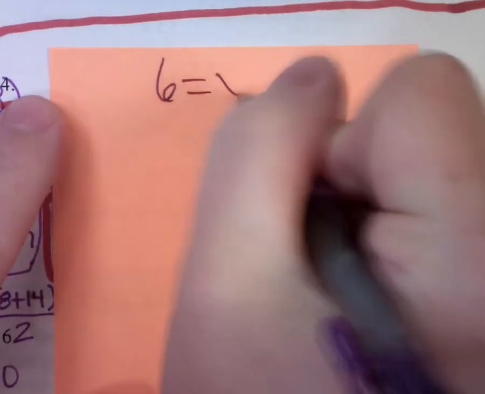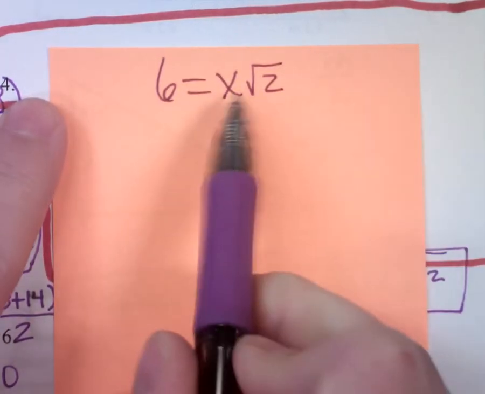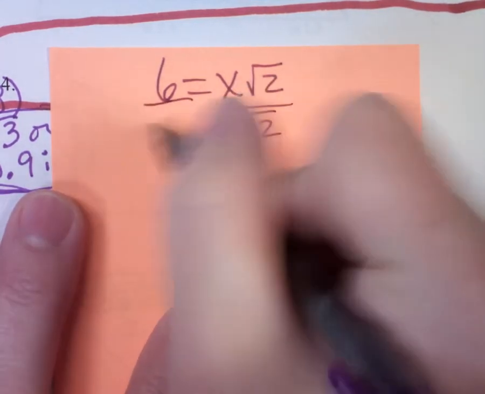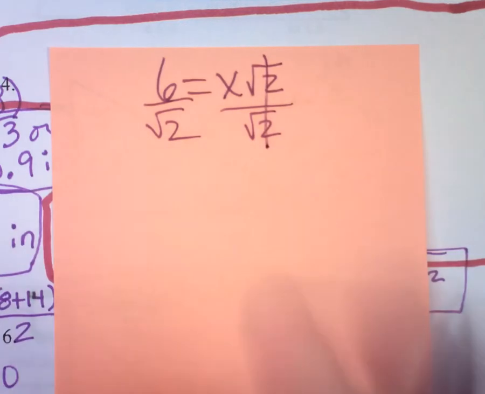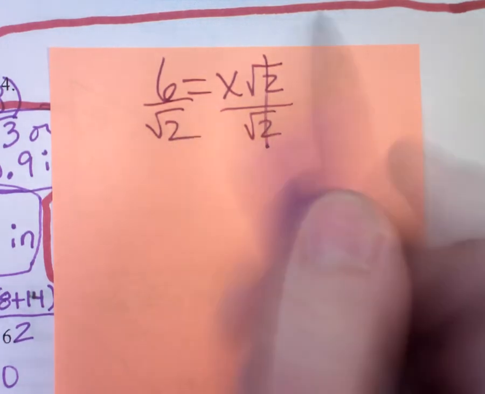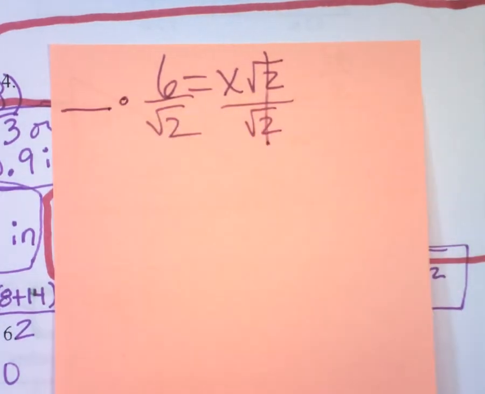So 6 equals x square root of 2. What would you do to get x by itself? We're going to divide both sides by square root of 2, and then those cross out. That's really my answer. It's just not in simplest radical form. So you can't have that square root down in the denominator, so I'm going to get rid of him. Will it bother you if I write it up here like that?